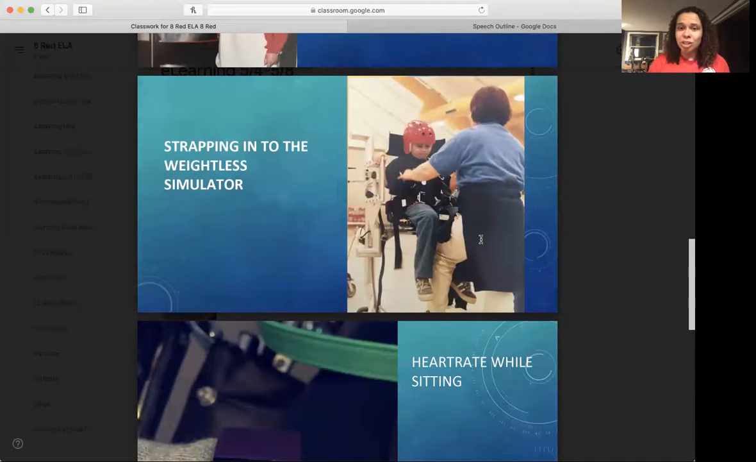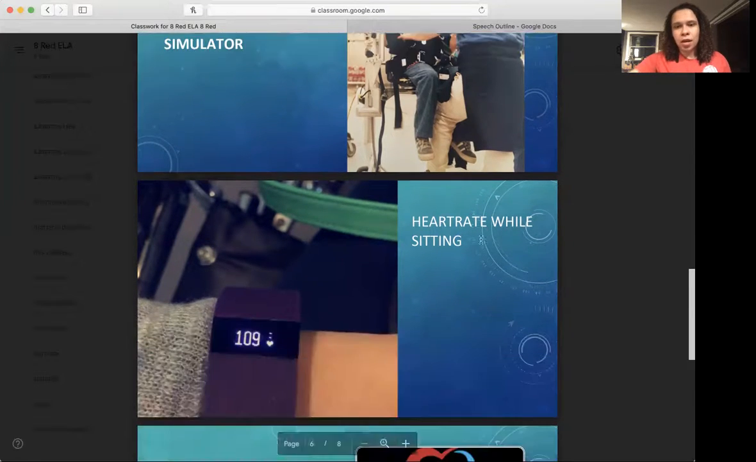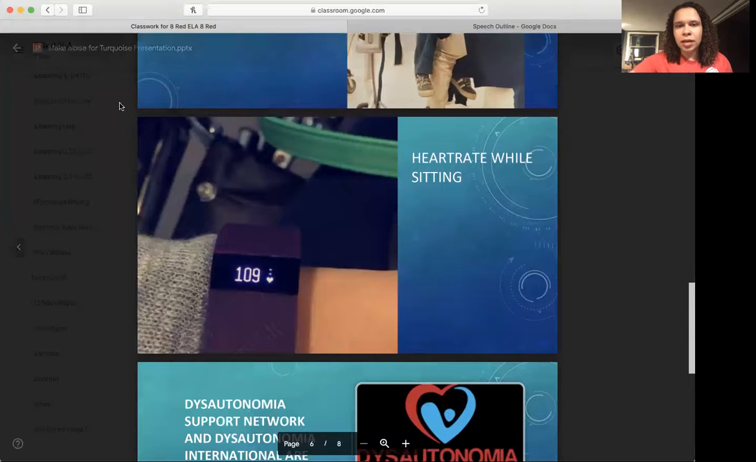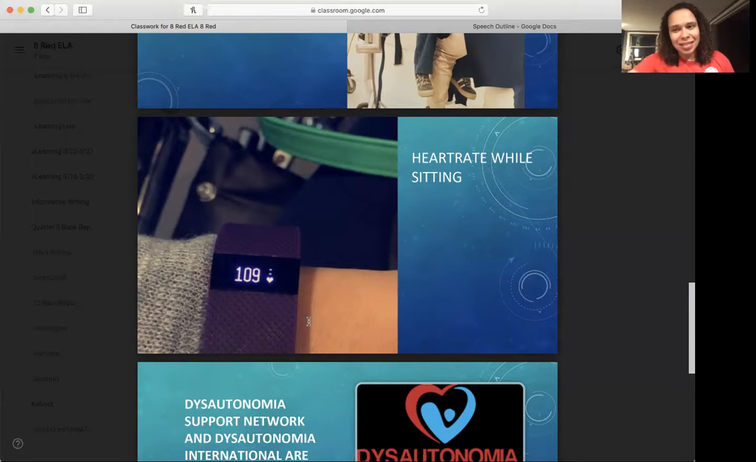And then I'm going to transition and talk about how being at space camp and astronauts are very much like the condition that I have now. I'm going to talk more about the symptoms. Here's a picture example of my heart rate while sitting, while I was getting tests done. 109. Your heart rate while sitting should probably be between 60 and 75 if you're healthy. So obviously something was wrong.